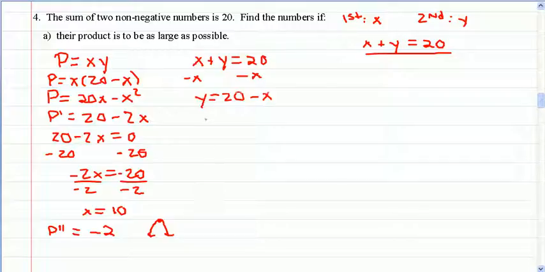So to find the y value that corresponds, I take 10 and substitute it in for x so that I get y equals 10. So the numbers that give us the largest product possible is x equals 10 and y equals 10.